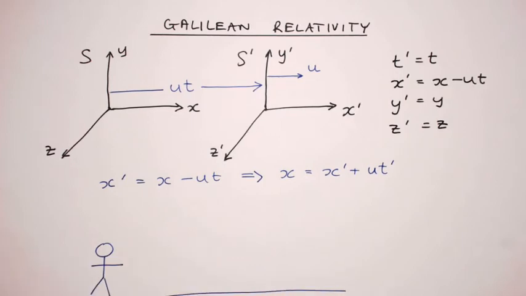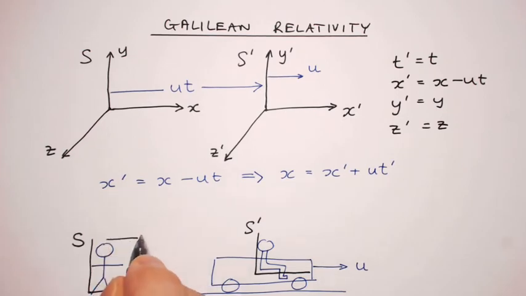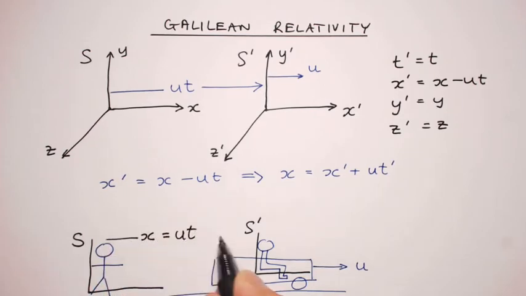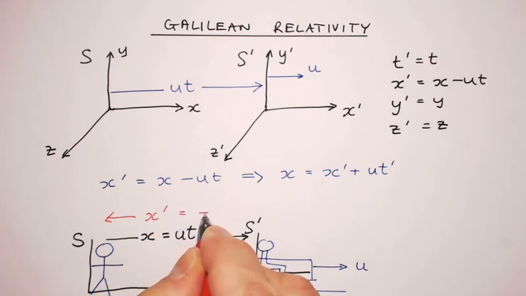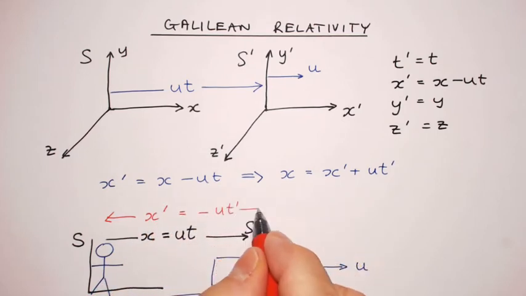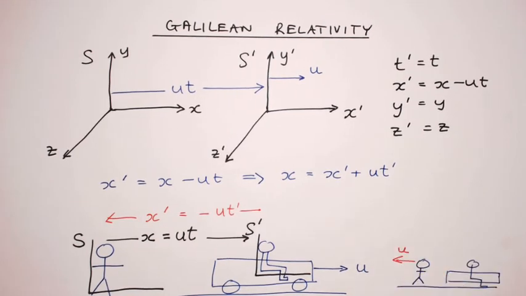Suppose that you are standing at rest on the street at the origin of S, and a car drives past with speed u. The driver of the car is seated at rest in the car at the origin of S'. You will measure the driver's position as x equals 0 plus ut equals ut, moving past you at the speed of the car, whereas the driver will measure your position as x' equals 0 minus ut', which is equal to minus ut', moving backwards with speed u.